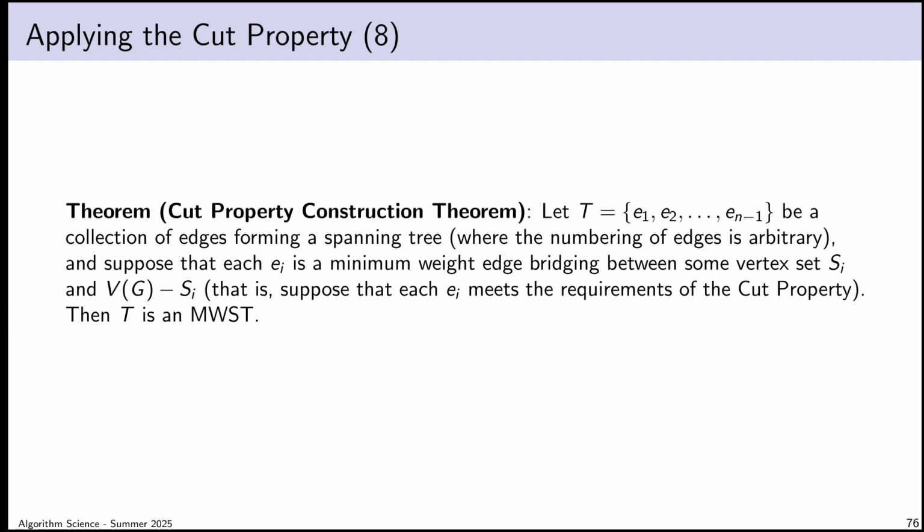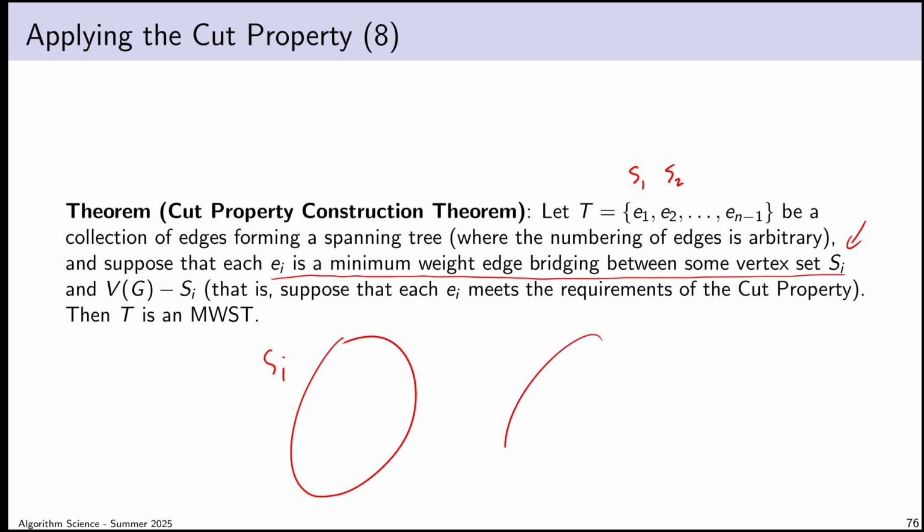In other words, suppose that each E_i is the minimum weight bridging edge between some set S_i, which could be different for each edge. So in other words, for each edge, there's some set of vertices S_i, such that if I look at S_i on the one hand and V minus S_i on the other, the edge E_i is the minimum weight bridging edge between those two pieces.